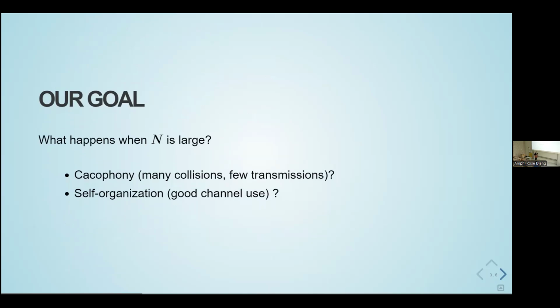So our goal, precisely, is to try to understand what happens when N is big. Do we have a huge cacophony where everyone tries to speak and basically nothing happens? It's just collisions, no transmission. Or do we have a kind of self-organization where some goodput happens?